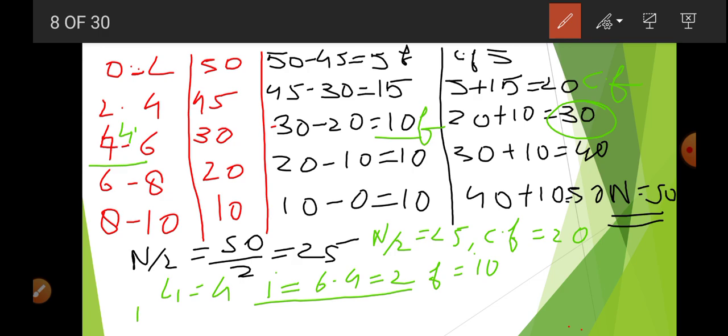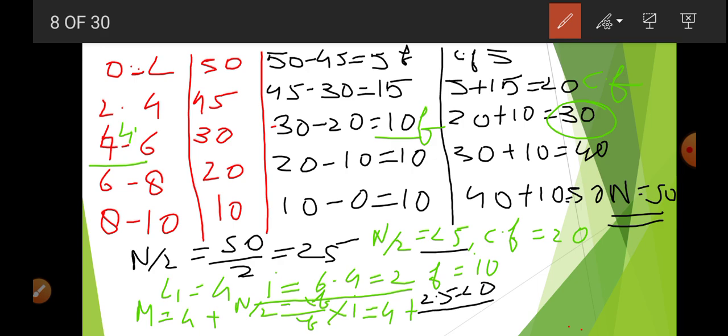The equation is what? M is equal to L1 plus n upon 2 minus CF upon F multiplied by I. So we are going to write L1, what is L1? L1 is 4 plus n upon 2, n upon 2 is 25. So 25 minus 20 upon F, what is F? Frequency is 10. 10 multiplied by 2.